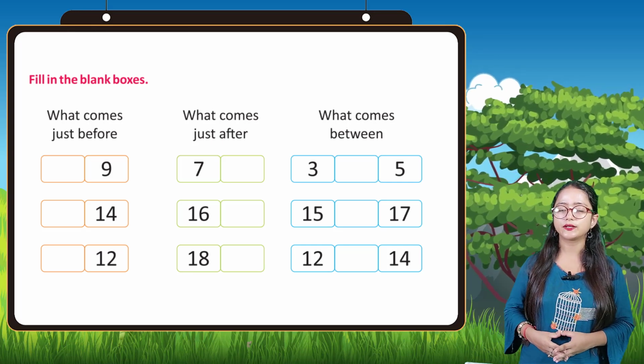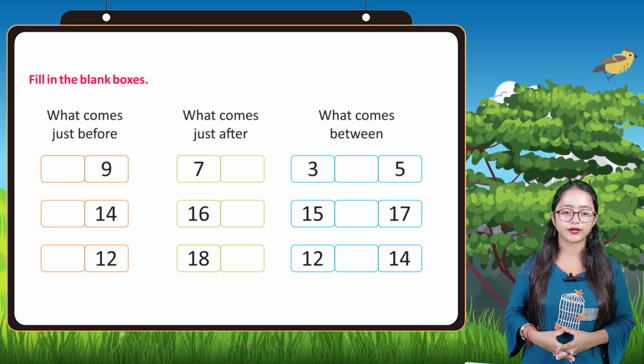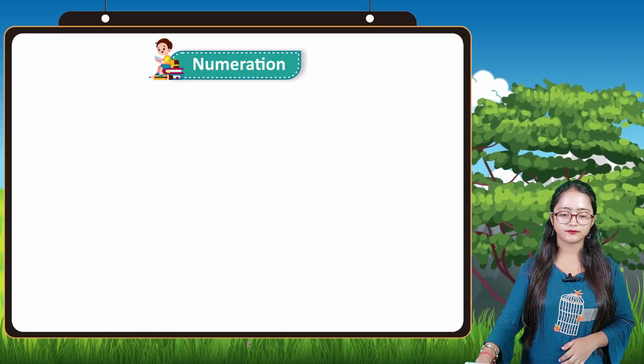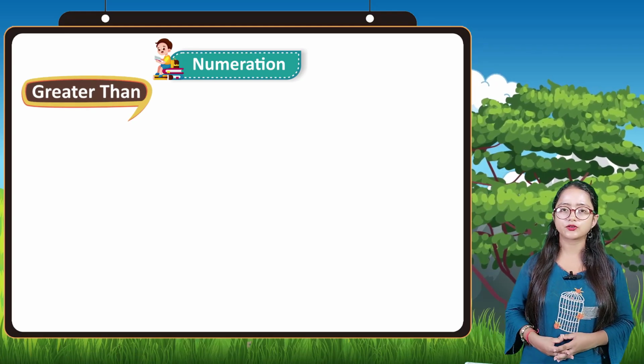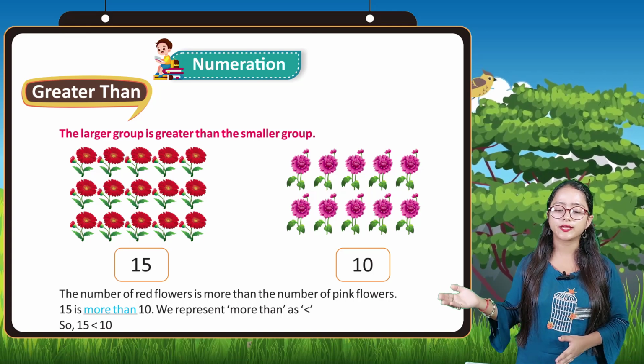Now next one is what comes the number in between 12 and 14? That is 13. So write down 13. Now next topic is numeration. Greater than, the larger group is greater than the smaller group.